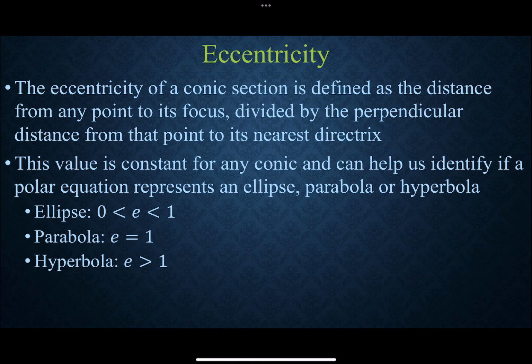Now the eccentricity is simply defined as the distance from any point to its focus divided by the perpendicular distance from that point to the nearest directrix. This is used to create your conic equations. And we have our three main conics: ellipses, parabolas, and hyperbolas. The circle doesn't really count for this because the eccentricity for a circle is 0. But anything beyond 0 tells us whether it's an ellipse, parabola, or hyperbola. 0 to 1 is the ellipse, equal to 1 is the parabola, greater than 1 is the hyperbola.